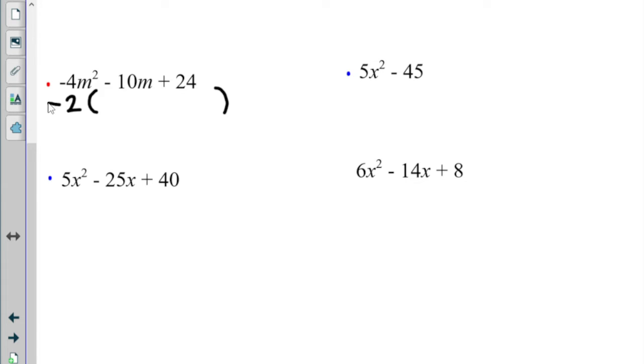Take the negative out, this becomes positive. Take the 2 out, we're left with 2m squared. Take the negative out, we're left with plus. Take the 2 out, we're left with 5m. Remember, because we're dividing when we factor this out. And then take the negative out, so that this term is going to be a minus. Take the 2 out, that means we're dividing 24 by 2 to get a 12.